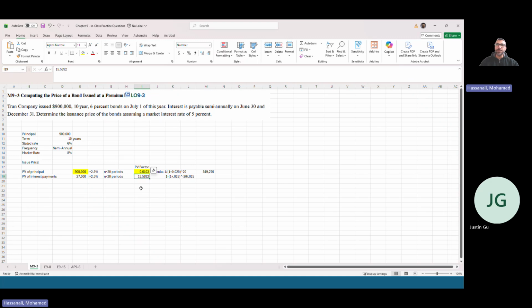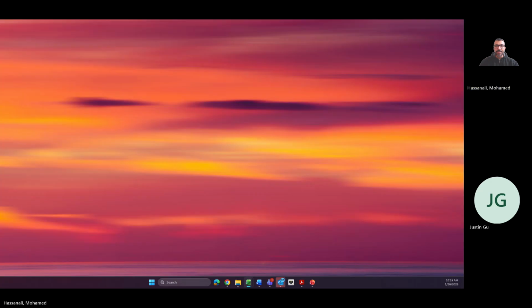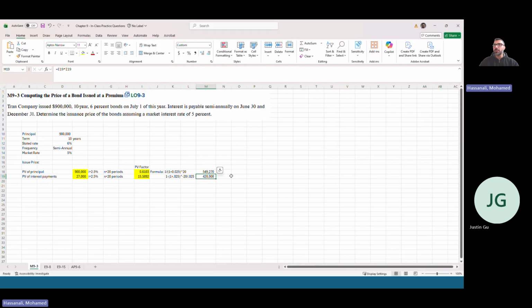So now we've got the present value factor figured out. We've got our interest payment figured out. Just go A times B. So interest payment times factor should give us 420,908. All right. So we've got both of these.